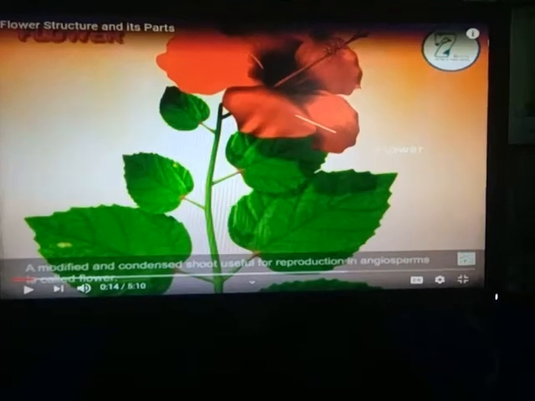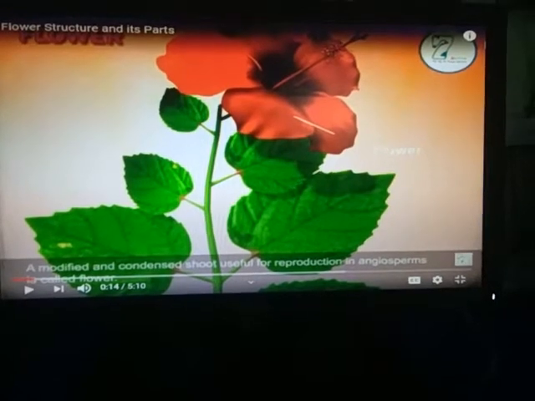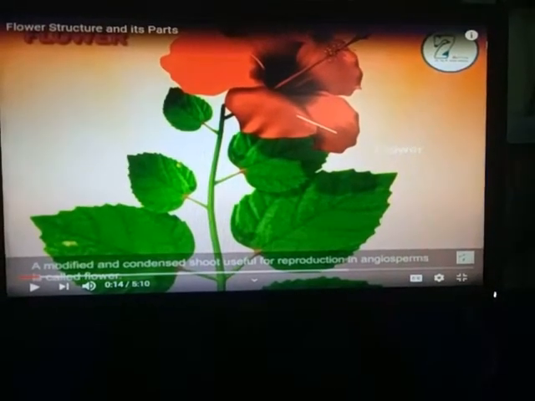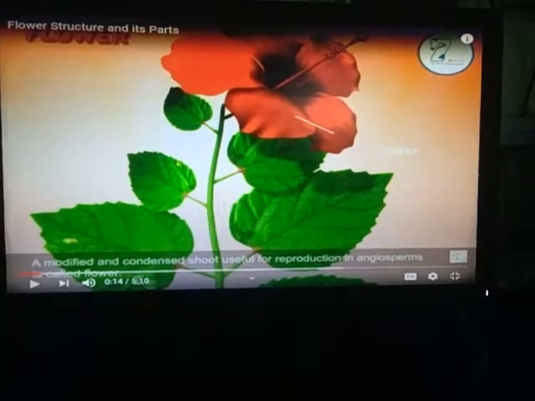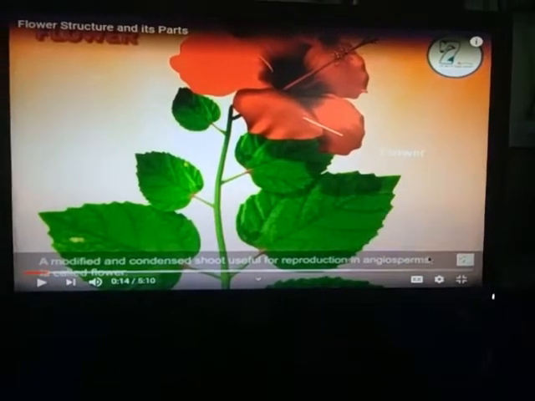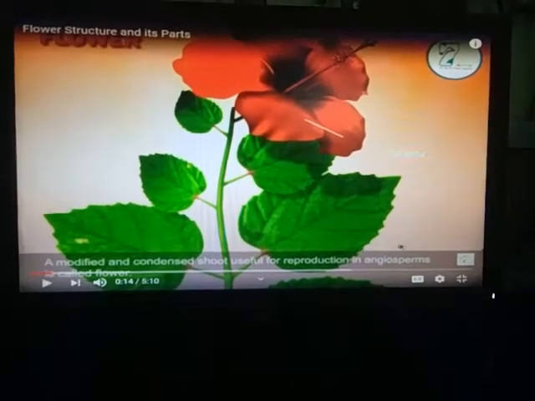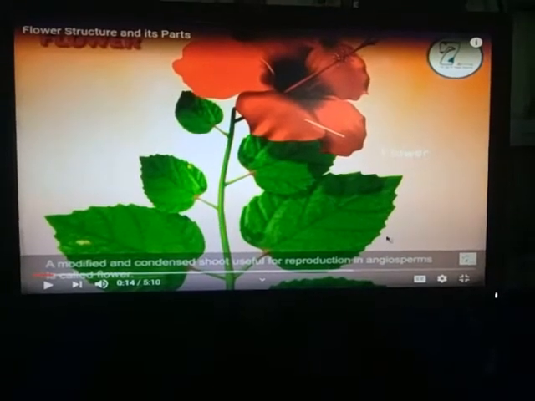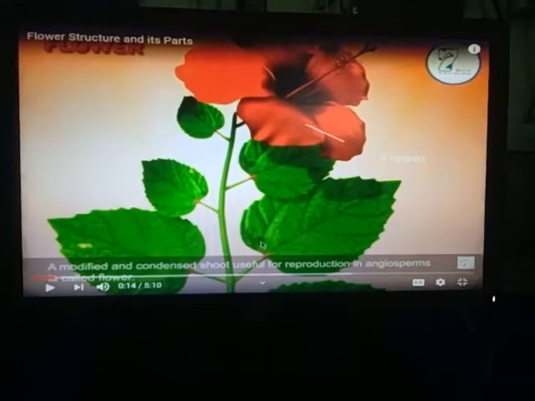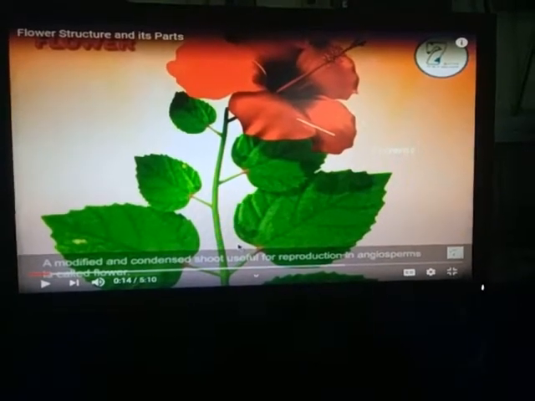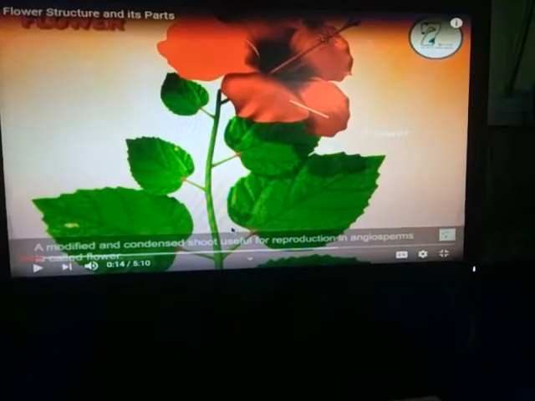We will discuss here the structure, that is flower and its parts. What is flower? Now the question arises, what is flower? A modified and condensed shoot useful for reproduction in angiosperm is called flower. Angiosperm means plants bearing seed inside the fruit; those are called angiospermic plants. A modified condensed shoot useful for reproduction in an angiospermic plant is called flower, because it contains reproductive parts that are involved in the process of reproduction.